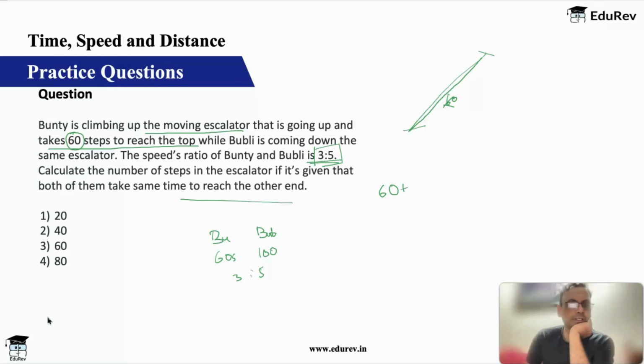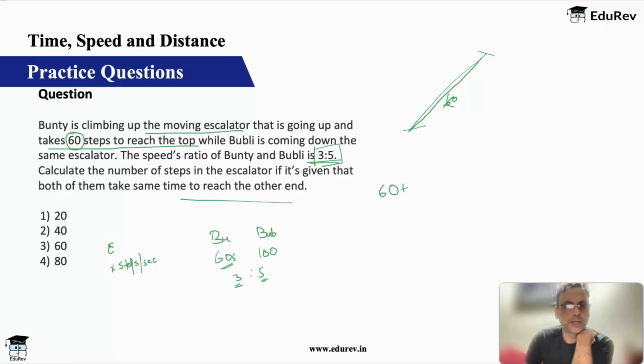Okay, so now what we do here is we assume that the escalator moves at a speed of, let's say, x steps per second. Okay, and Bunty and bubbly also have some speed which I don't know, but is in the ratio of 3y steps per second to 5y steps per second. Okay, so they have their respective speeds.